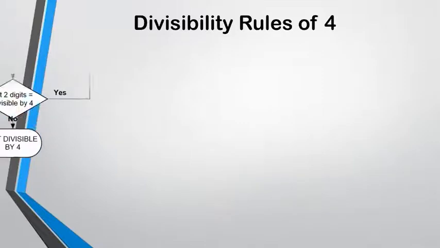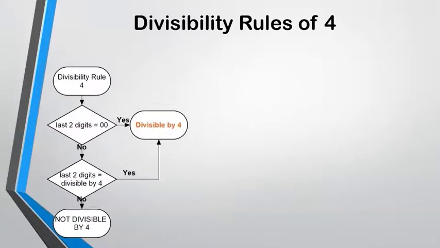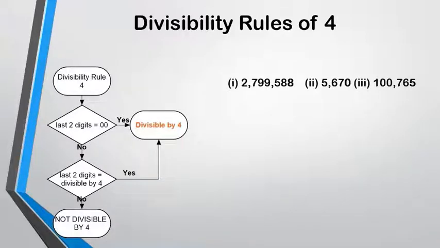Now we will learn the divisibility rule of 4. The divisibility rule of 4 is that if the last two digits are 0, then it is divisible by 4. But if the last two digits are not 0, then if the last two digits are divisible by 4, then it is divisible by 4, otherwise it is not. Now we will check the divisibility rule of 4 on these three numbers.